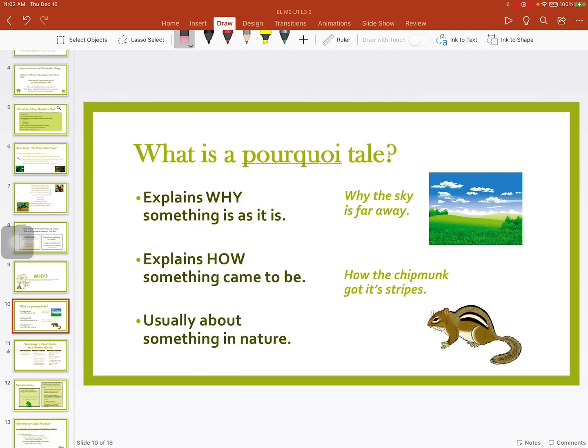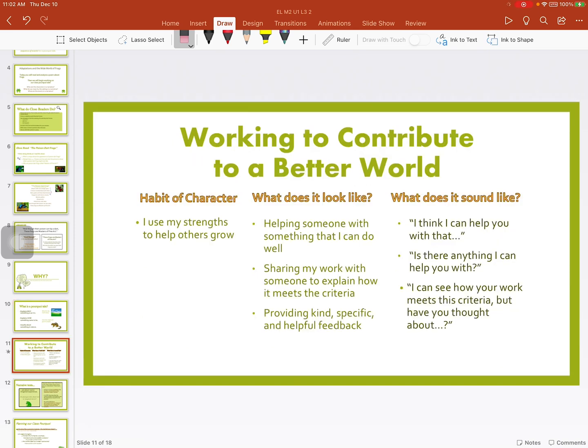What is a pourquoi tale? Explains why something is as it is. Why the sky is far away. Explains how something came to be. How the chipmunk got its stripes. Usually about something in nature.